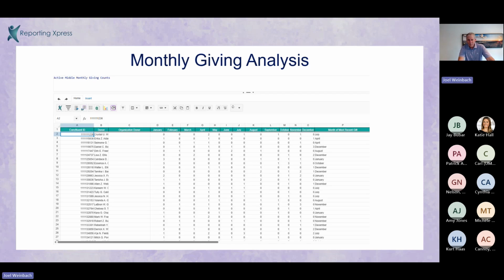And I want to time my appeals. This column out here has the month of the most recent gift. So if I'm approaching some of these months, those are the months that I want to time my appeal in, because if they give in one month, odds are it's a good month the next year to get a gift from them.